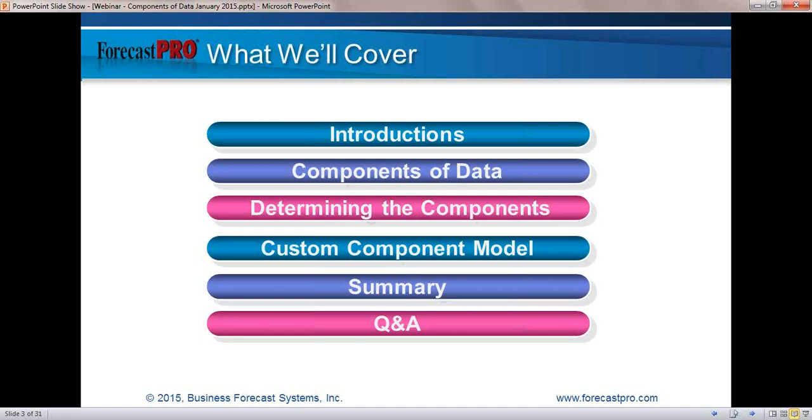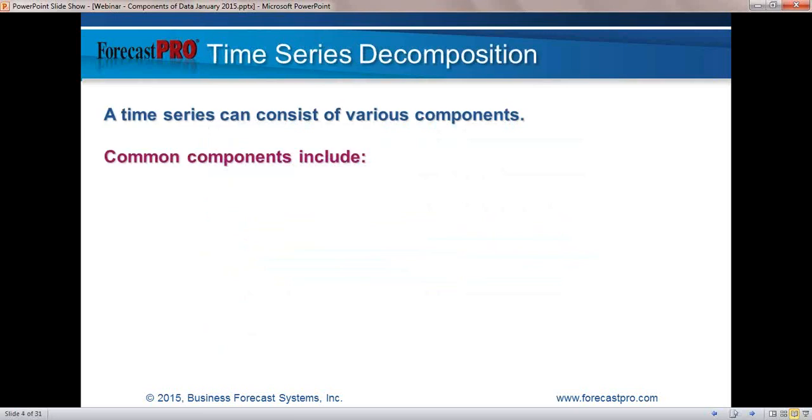We'll also be introducing a new forecasting method, which we call the custom component model. It's actually under development currently. It will be in the next version of Forecast Pro, but we'll include a demo of that technique, which exploits the different components. After the presentation, we will take some time for questions and answers. And as Eric mentioned, you can ask questions via the chat box at any point that they occur to you. And at the end, we'll again go through some Q&A.